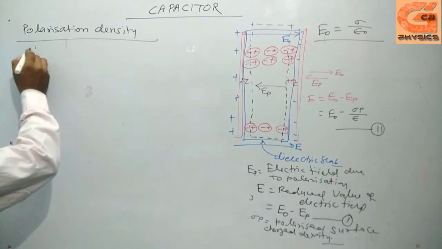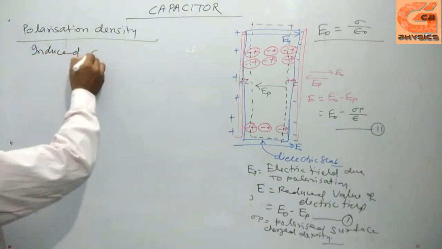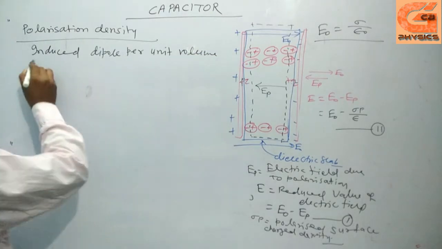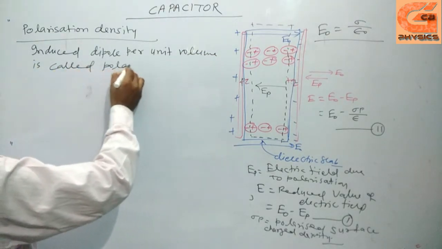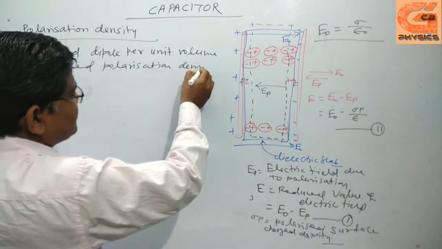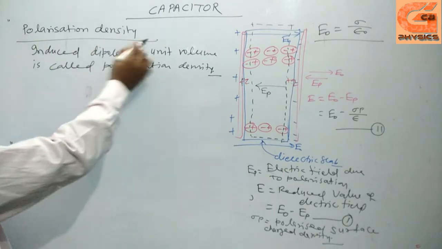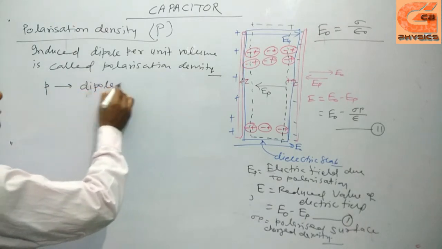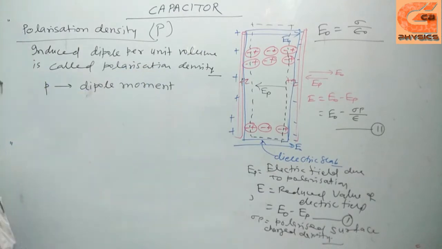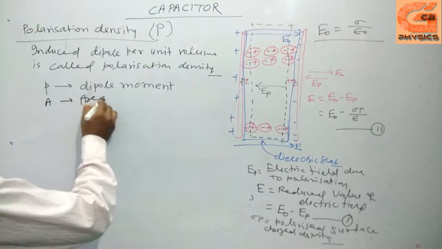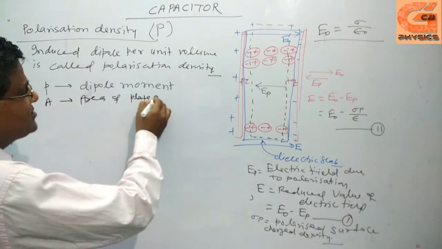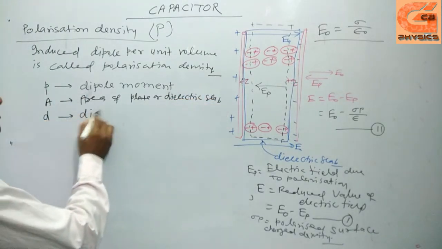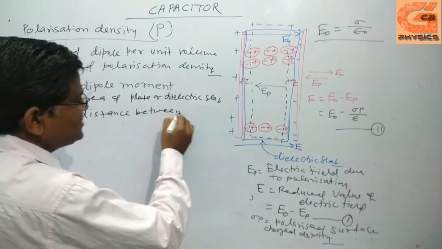Induced dipole per unit volume is called polarization density. Polarization density is capital P and dipole moment is small p. Small p is the dipole moment, and capital P is the polarization density. A is the area of the plate or dielectric slab, and d is the distance between the plates.